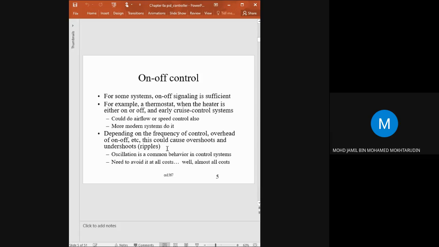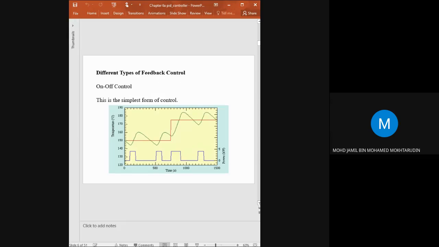So how this causes overshoot and undershoot is from this example here. Let's say a system that has a signal that is oscillating, for example. The blue one here is the state when you turn off and turn on the switch. So when you turn on the switch, the signal will increase. And then when you turn off, the signal will start decreasing.